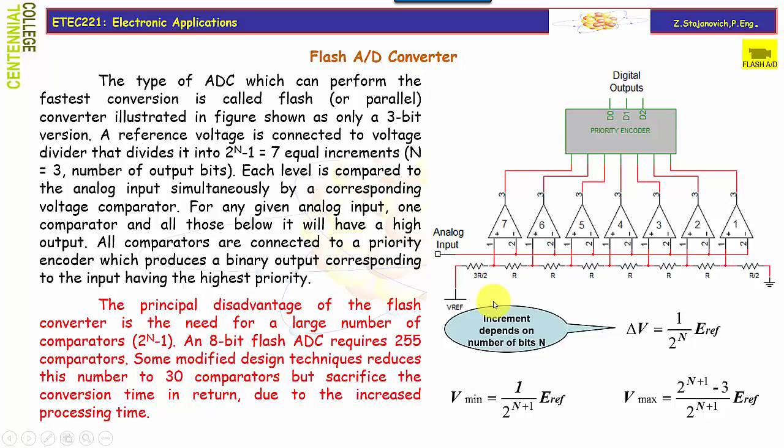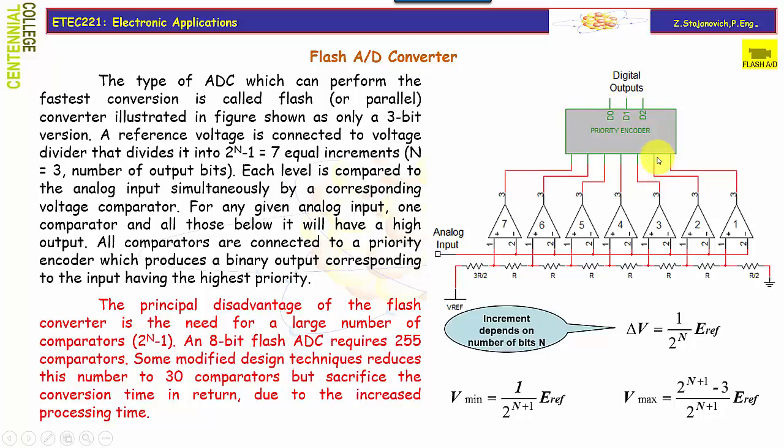All comparators are connected to a priority encoder, which produces a binary output corresponding to the input having the highest priority. So if a priority encoder is something new for you, let me tell you simply that it's a digital circuit which actually codes the highest bit that is set to 1 at the input and identifies its position with the digital outputs. So let's say if all are 0, the priority encoder will set D0, D1, and D2 to 0.